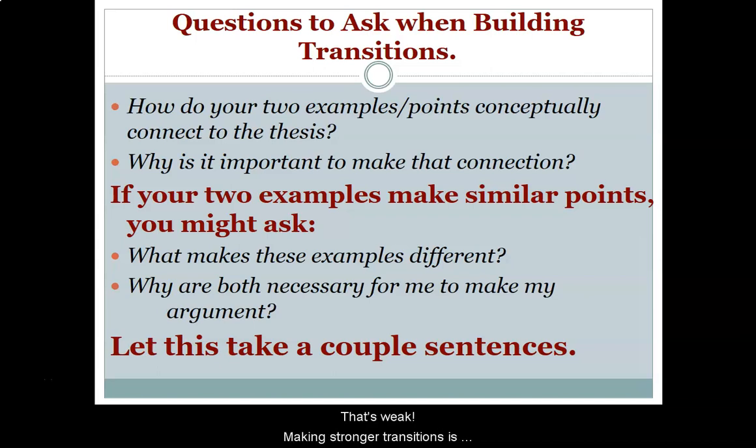That's weak. Making stronger transitions is all a matter of asking yourself a couple basic questions, and then using your answers as the raw materials to build your bridge. Keep in mind that the questions you ask depend on the relationship between the paragraphs. If your points are building to a main point by giving different aspects of a central thesis, you ask the following questions. How do your two examples or points conceptually connect to the thesis? Why is it important to make that connection?